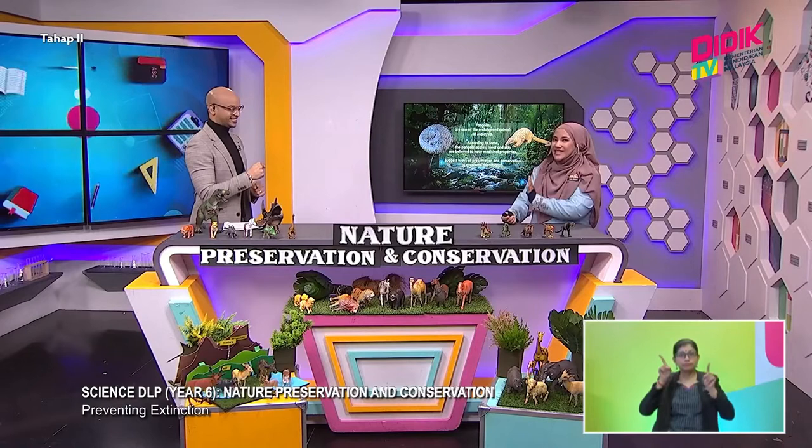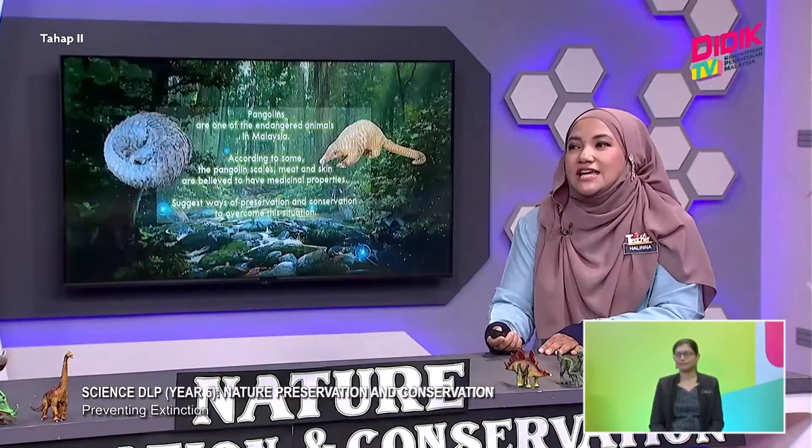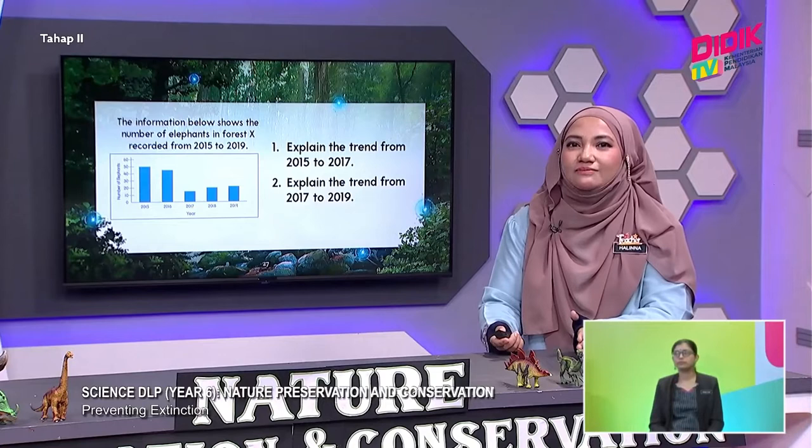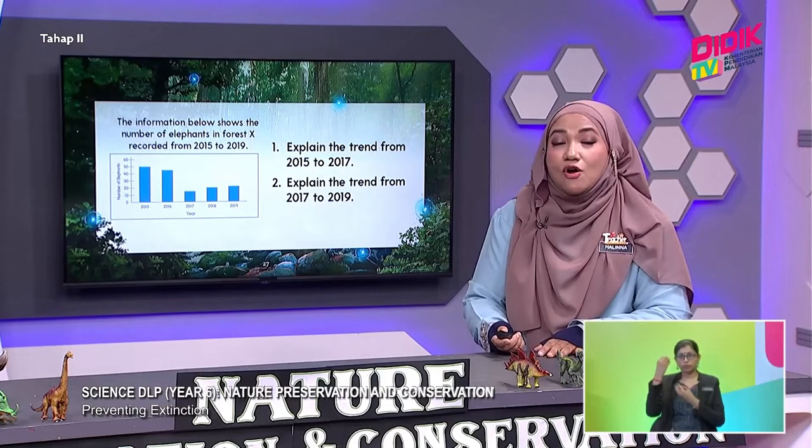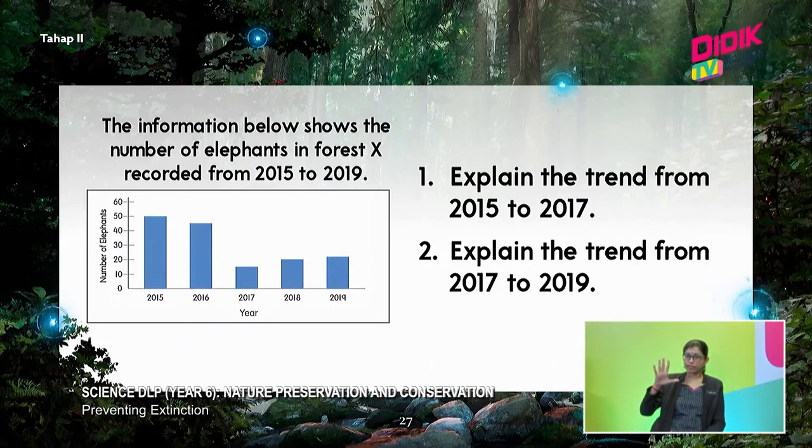Okay, so the next question is about data. Nowadays, everything is about data. So, this is an example of data, information on the number of elephants found in one forest. Just call it Forest X. Recorded from the year 2015 to 2019. As you can see from the chart, from 2015 to 2017, the number goes down. It has decreased. And then from 2017 up to 2019, the numbers are increasing.